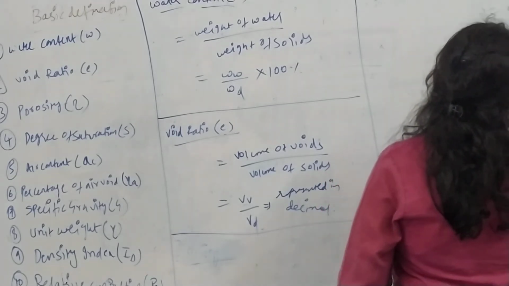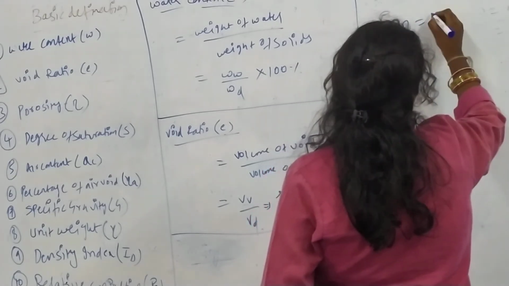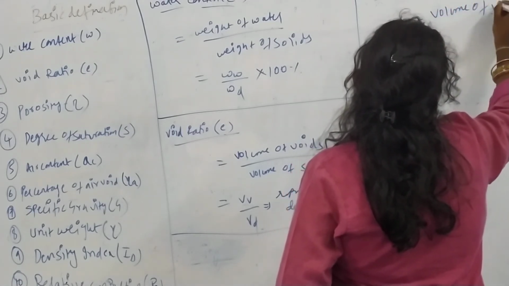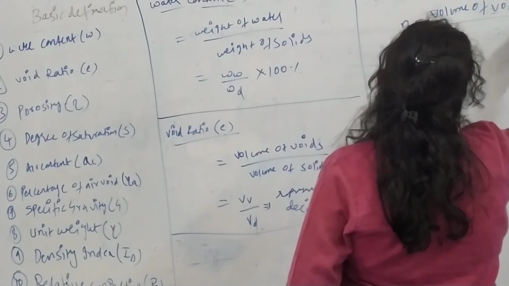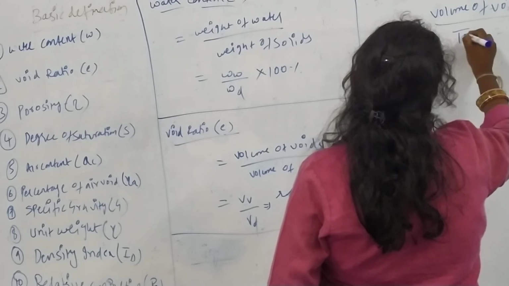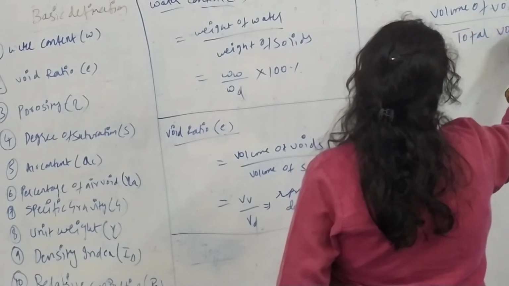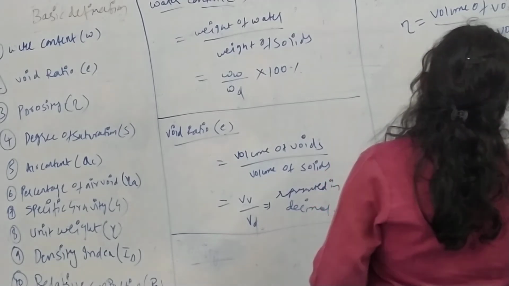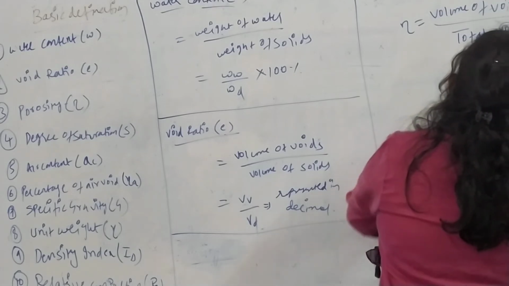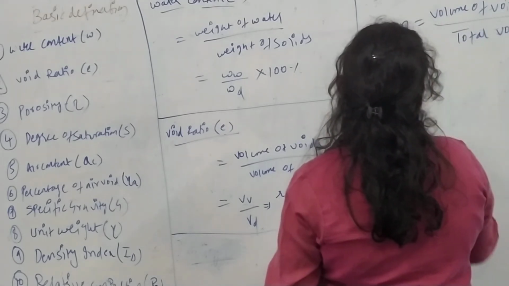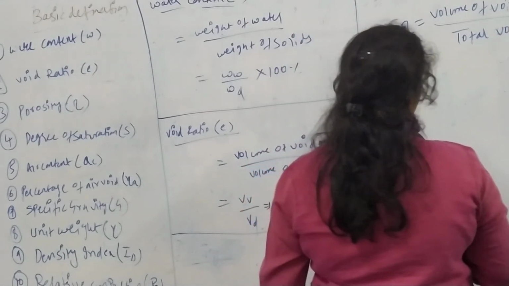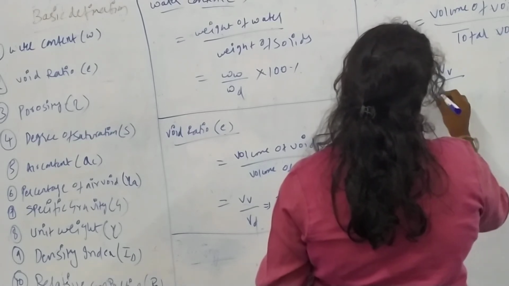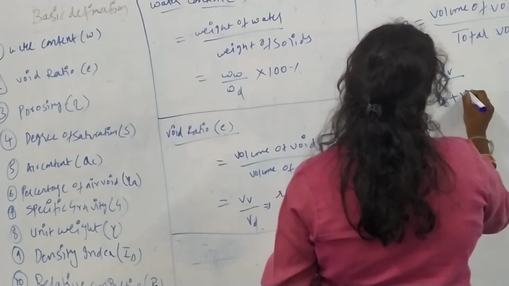So n is equal to volume of voids by total volume. Total volume will be represented with volume of voids plus volume of solids. So here I am taking the relation between porosity and the void ratio. Volume of voids will be represented with this one, and total volume will be volume of solids plus Vv.